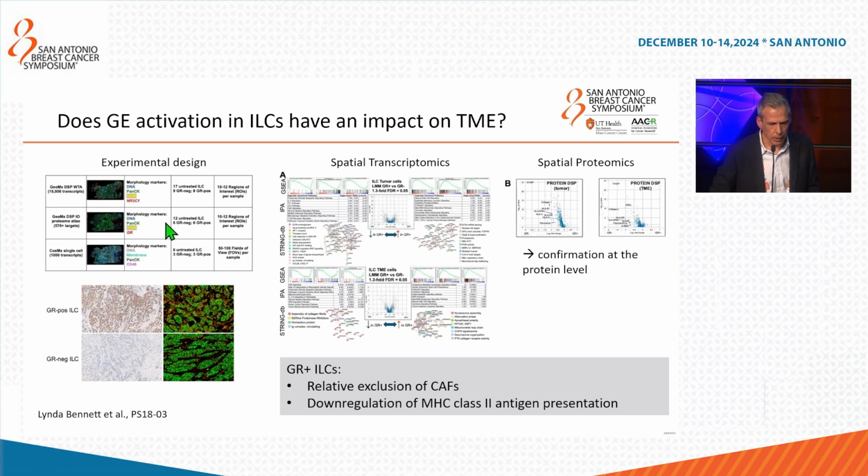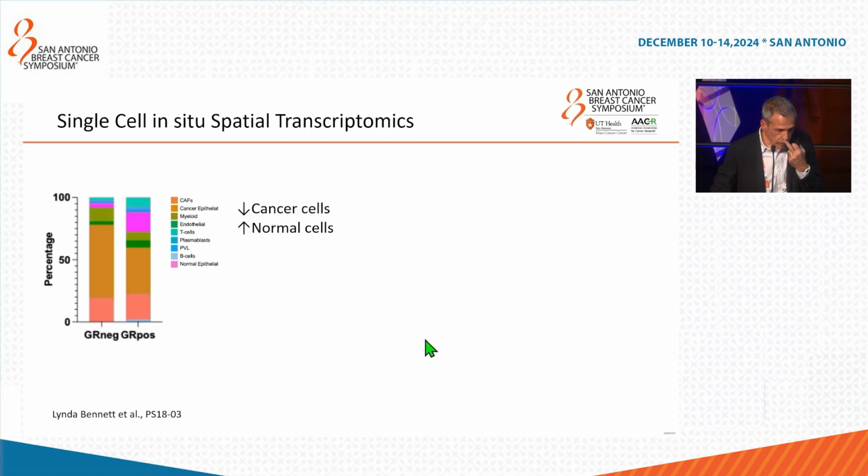Again, the numbers are not very high, and they demonstrated, at the expression level as well as the protein level, that the lobulars with high expression of GR have a relative exclusion of CAFs, and they downregulate MHC class II antigen presentation. Again, a more immunosuppressive microenvironment in that population. And they did some single-cell in situ spatial transcriptomics, and they did find that in GR-positive lobulars they have fewer cancer cells and more normal cells, which goes together with low proliferation. And actually, I didn't show you here, but there is a model when we express GR.